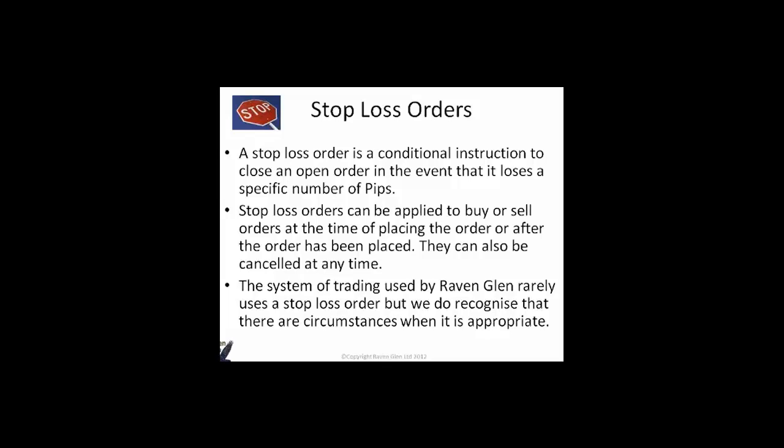So what we're going to do now is to have a look at how to place a stop loss order. A stop loss order is an instruction which will close an open order in the event that it loses a specific number of pips. And just like take profit orders, stop loss orders can be applied to either buy or sell trades, and they can be done either at the time of placing the order or later on after the order has been placed. They can also be cancelled at any time.